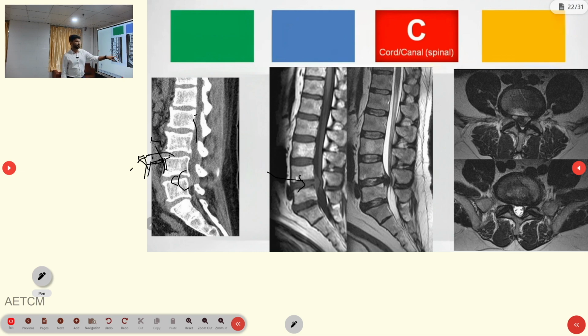You can see the disc bulge easily from the T2 images. This is the T2 weighted image, and this is the T1 weighted image. In the T2 weighted image, all the water structures will be bright, so the spinal cord CSF will be bright. In the T1 image, the CSF will be dark. So by characterizing the disc and bone from the different MR sequences, you can come to a conclusion about what is happening with the spinal cord and spinal canal.